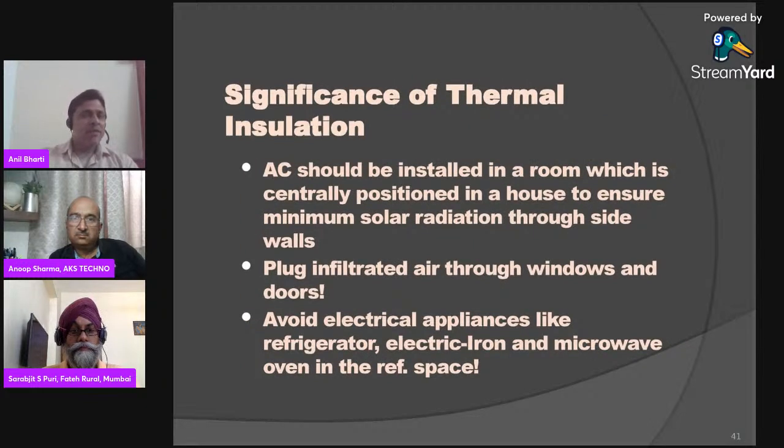So next is the significance of thermal insulation. Now thermal insulation we all must know. I think we all are engineers. Insulation plays a very important role because if we are cooling or heating any space, say we are cooling a space and heat is continuously leaking into the system, then a lot of energy will be wasted in removing it.